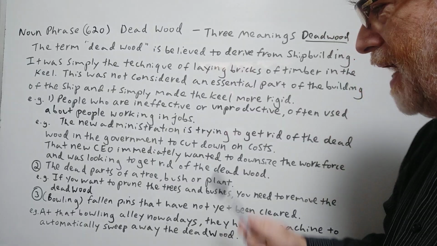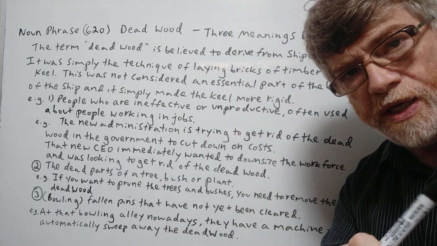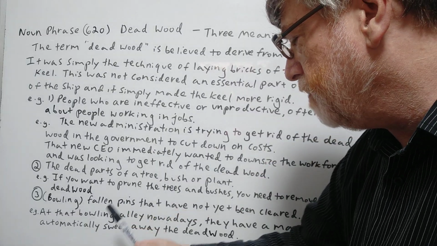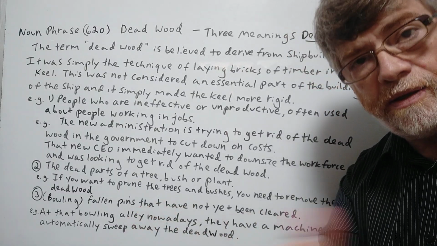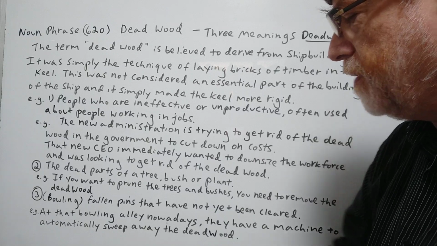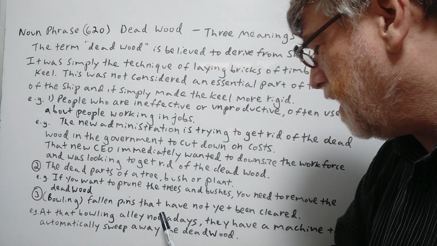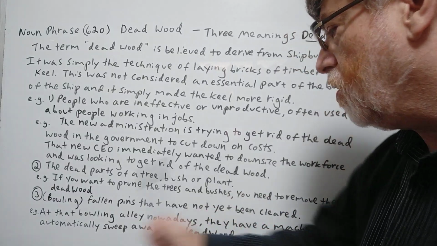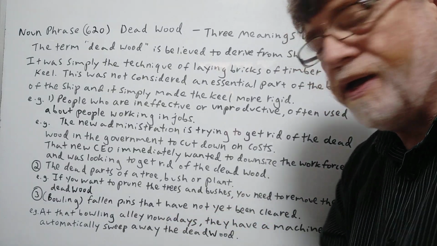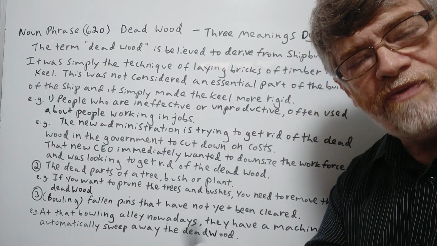Okay, good. And the last one is mostly just a single word, and it's mostly used in bowling. The fallen pins that have not yet been cleared. We'll just have one example. At that bowling alley nowadays, they have a machine to automatically sweep away the dead wood, the fallen down pins.